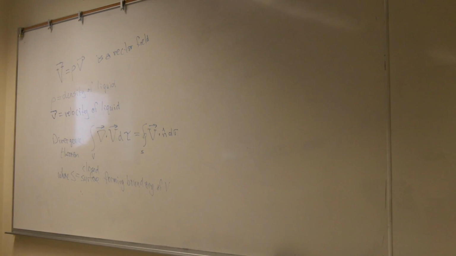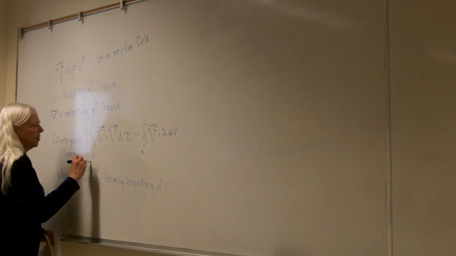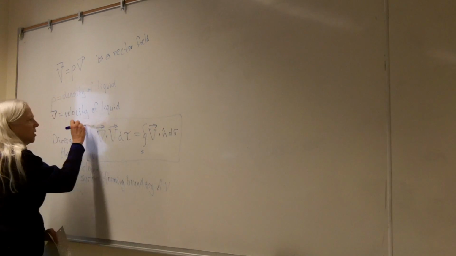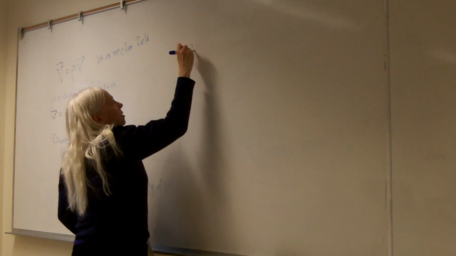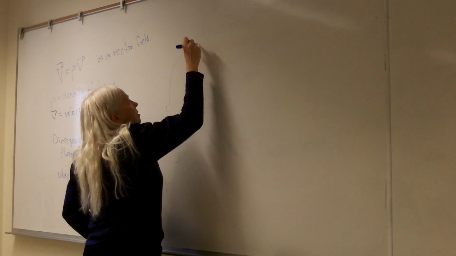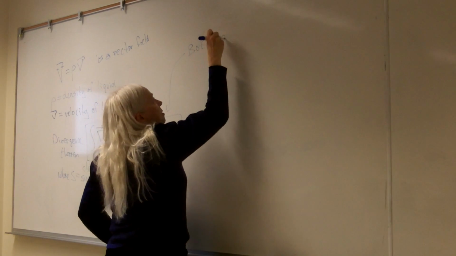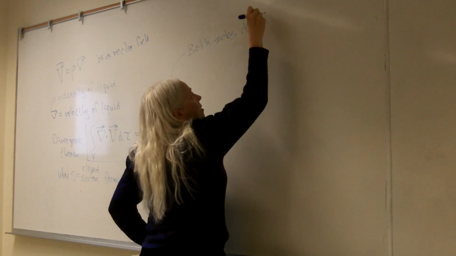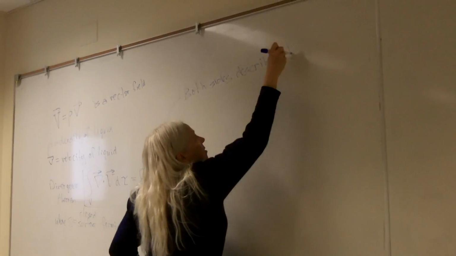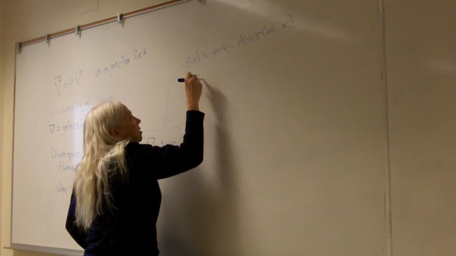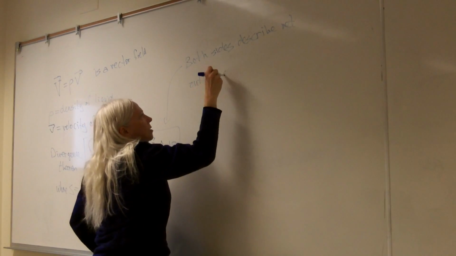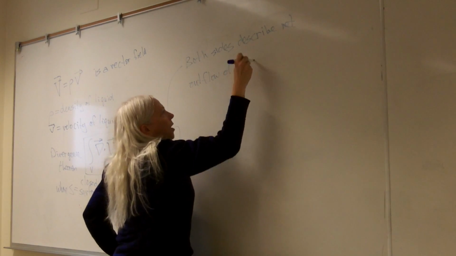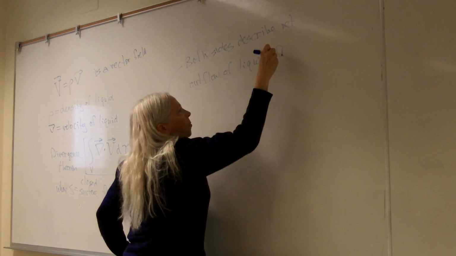Right, so let's think about what the divergence theorem means. Well, both sides of the equation in the divergence theorem are really ways of describing the net outflow of liquid from the volume V.